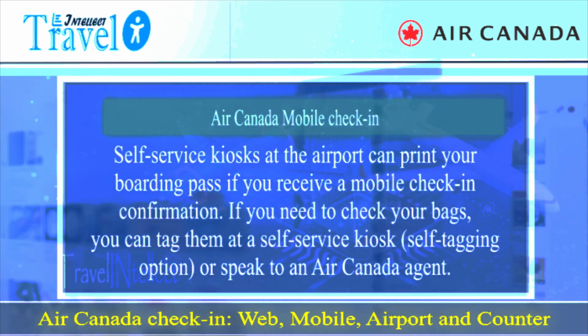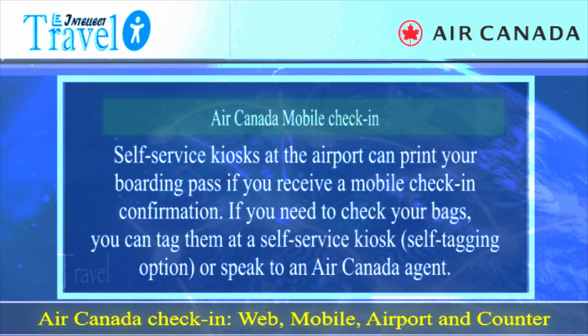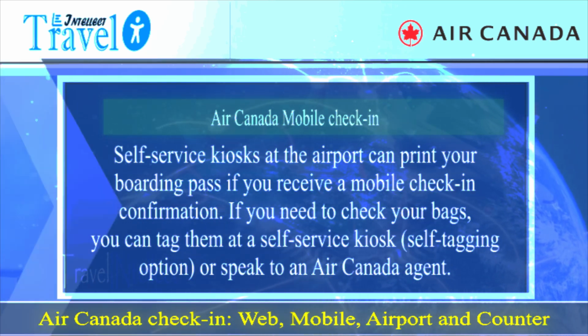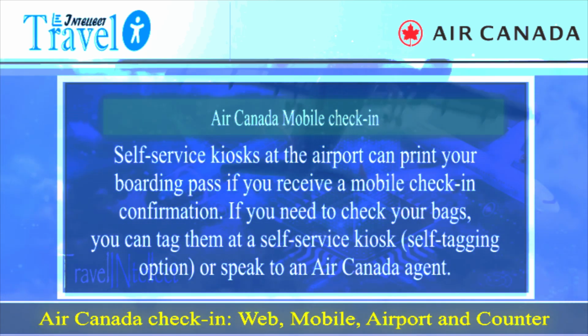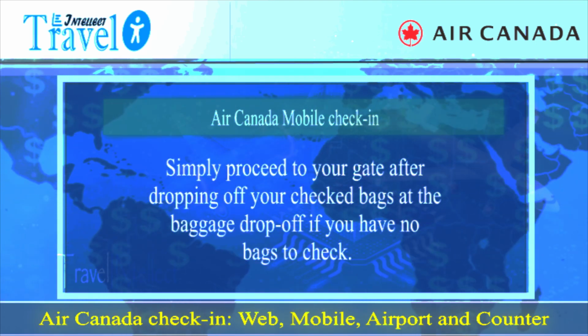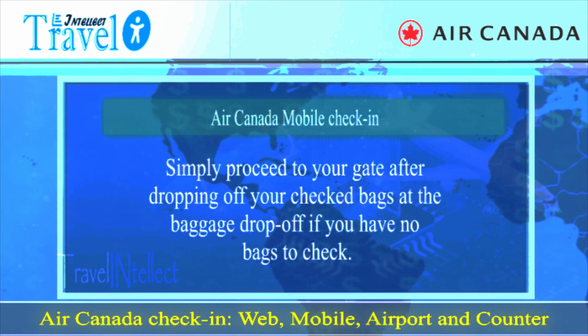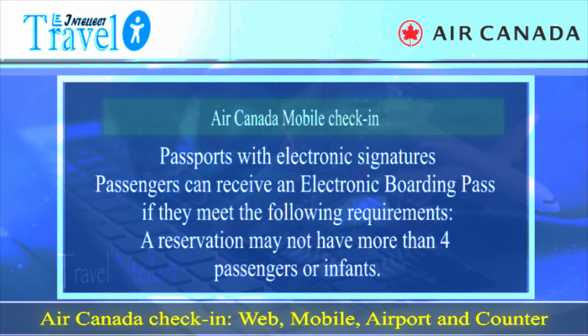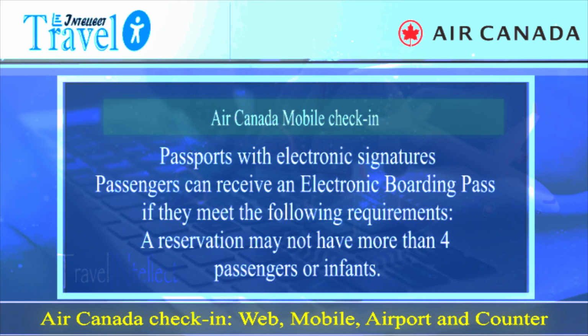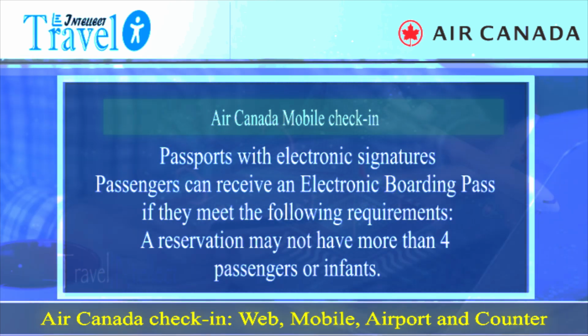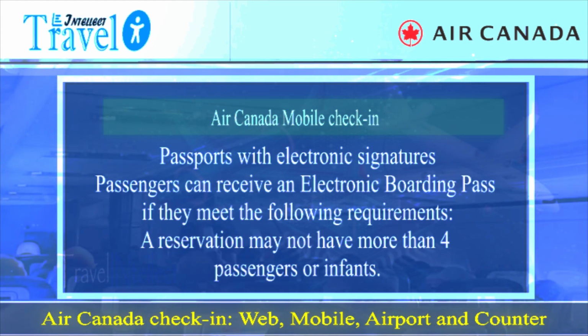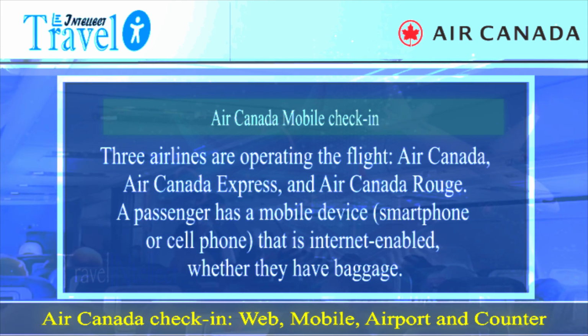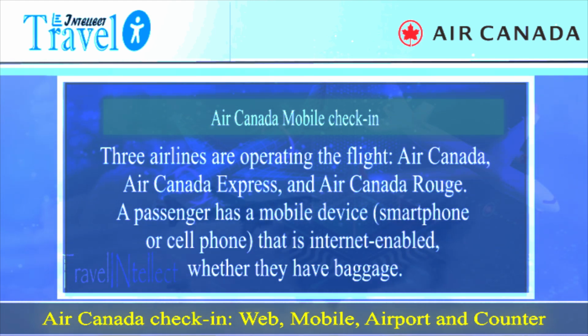If you need to check your bags, you can tag them at a self-service kiosk, use the self-tagging option, or speak to an Air Canada agent. Simply proceed to your gate after dropping off your checked bags at the baggage drop-off. If you have no bags to check, go straight to your gate. Electronic boarding passes: passengers can receive one if they meet the following requirements. A reservation may not have more than 4 passengers or infants. Three airlines are operating the flight: Air Canada, Air Canada Express, and Air Canada Rouge.